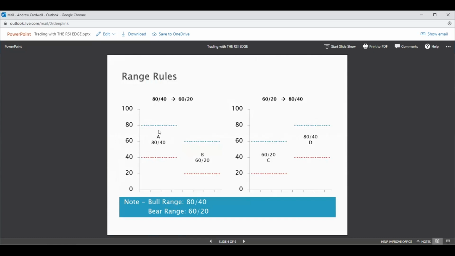Here's the actual range rules that I put together. If you're in this 80-40, that trend is up. When it breaks down below the 40 and then can't get back above 60, that's resistance. Now you're in a downtrend. Same thing in reversal pattern here: bull range to a bear range. Now here's a bear range to a bull range.